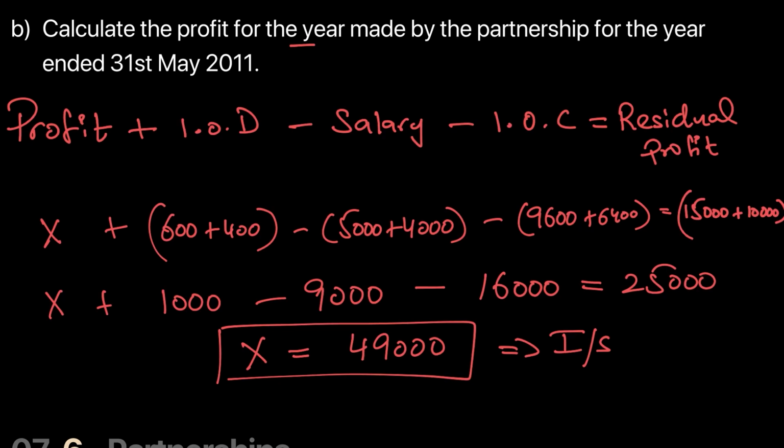So what we did just right now is we went backwards. We first drew the current account and then we calculated the profit for the year. The purpose of doing this question is that you should also be aware of such a situation when the examiner can ask you to go backwards and first draw the current account. Alright, so I hope you understand this.